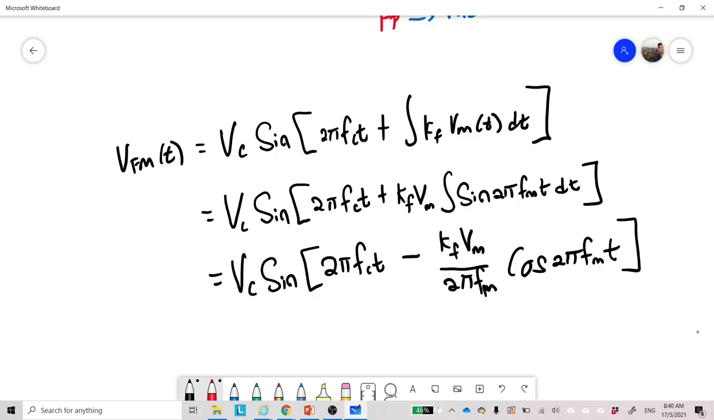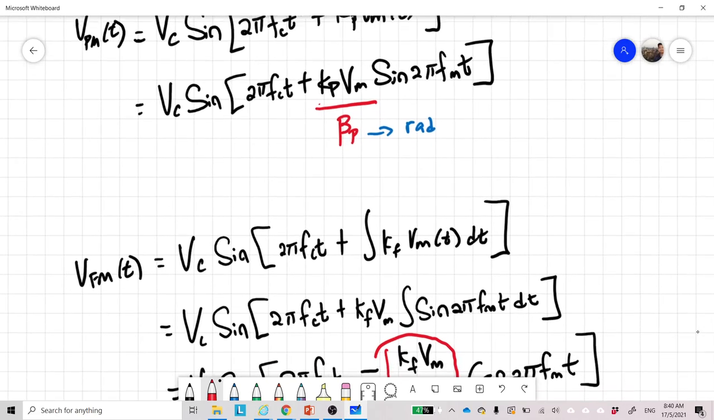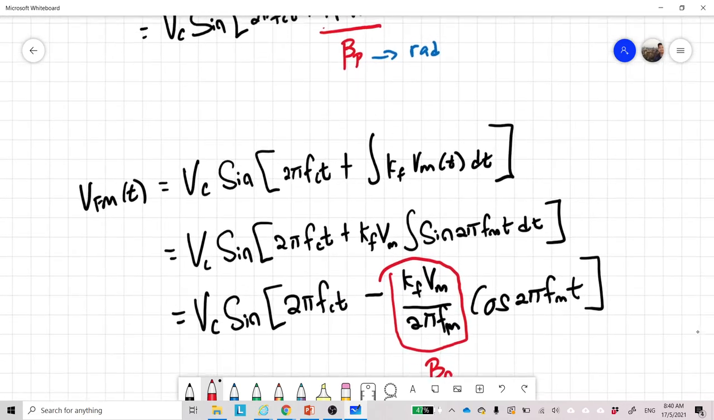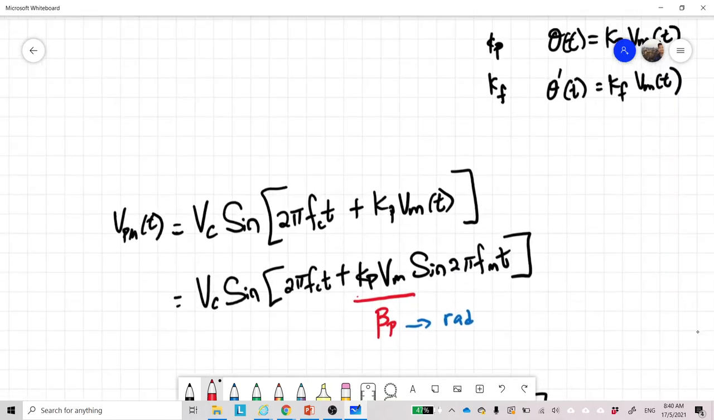Okay, and if you see from here, this is what we call as the beta f. Beta f is the modulation index for the frequency modulation. It is a unitless parameter, no unit. So from here we have seen both of it, VFMt and also VPMt.